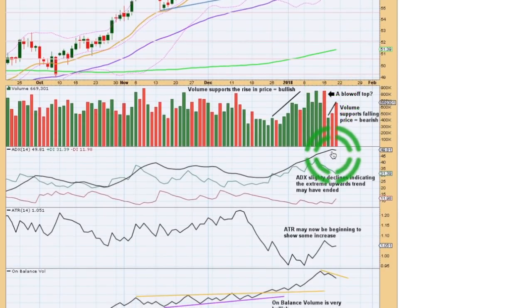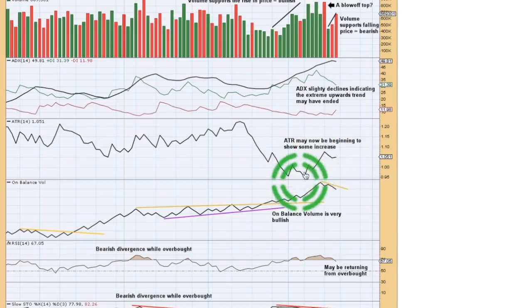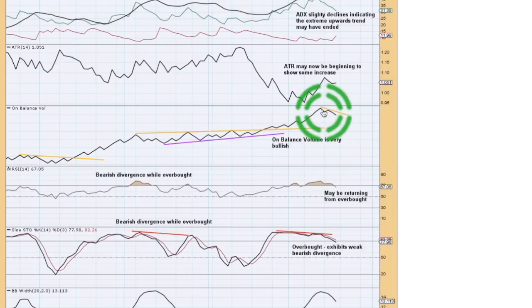ADX reached extreme, very extreme for that upward trend. It was above 35 and it was above both directional lines. That's very extreme. And now for Friday, it's turning lower, indicating that the upward extreme trend might have ended. ATR was showing some increase after some reasonable period of decline. On balance volume is still very bullish. This resistance line is very weak.